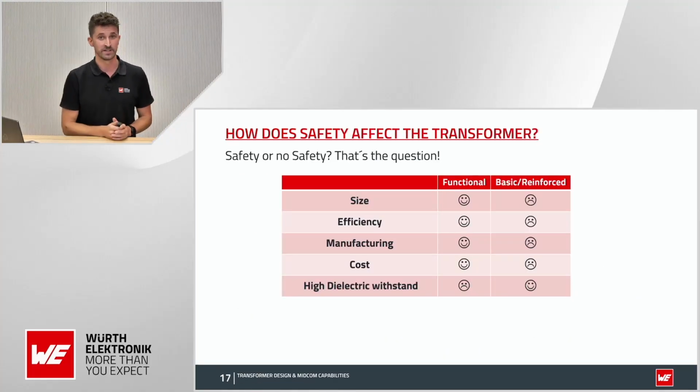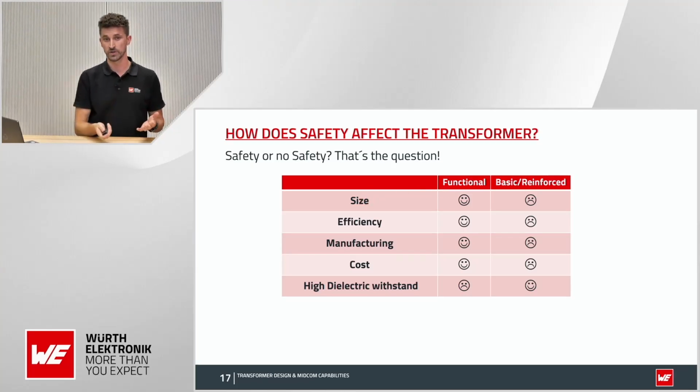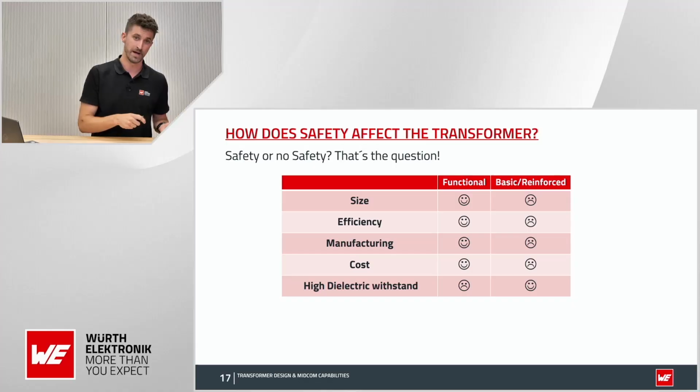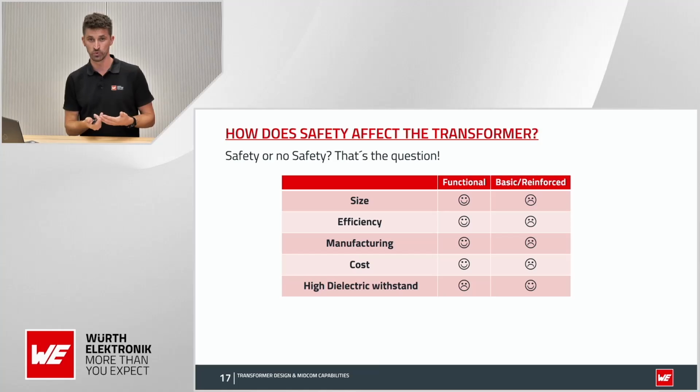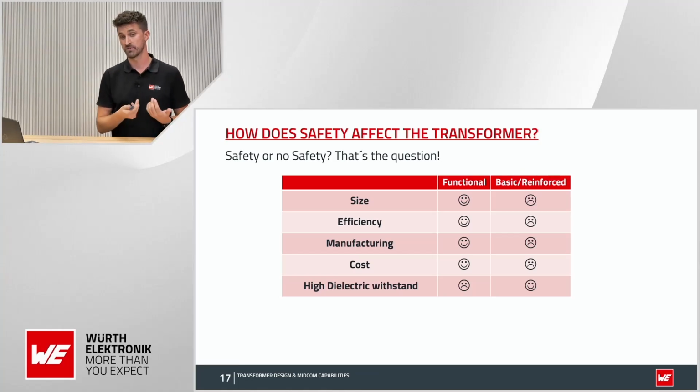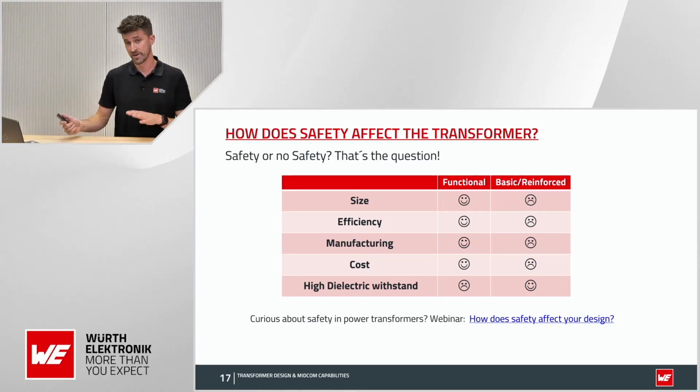To summarize, I put a table to compare the safety, efficiency, manufacturing, and cost of a part with functional insulation, so with no safety, and with safety. We can see that with no safety, the size, efficiency, and the other parameters are better. So it means that we have a smaller part, more efficient, easier to make, and also cheaper. But unfortunately, safety is not achieved. So please check this information more in depth and talk about it with us, because it will influence the design a lot. And if you have any doubts or questions, we have another interesting webinar on how safety affects your transformer design, still available on YouTube.